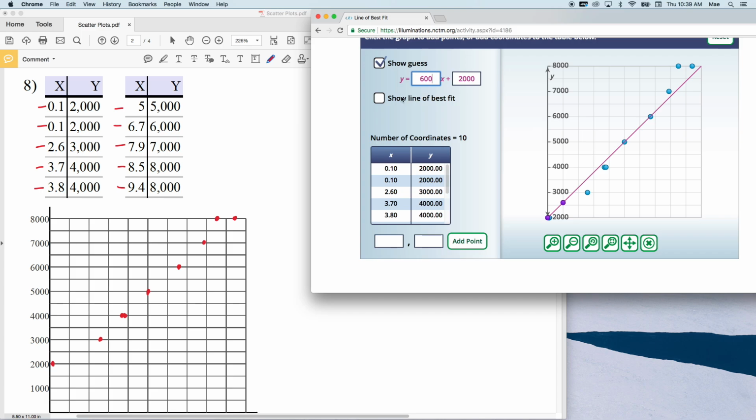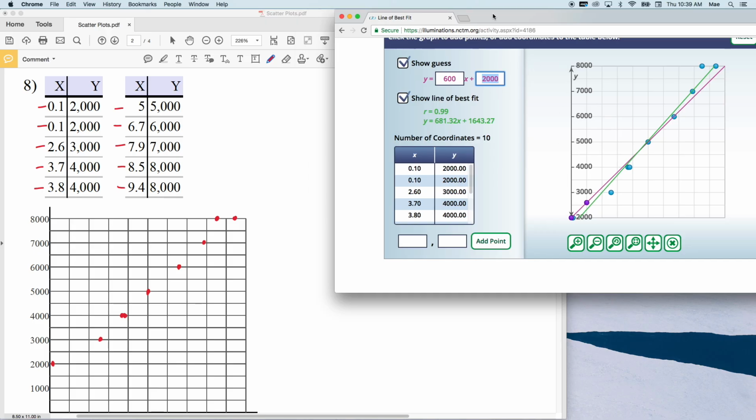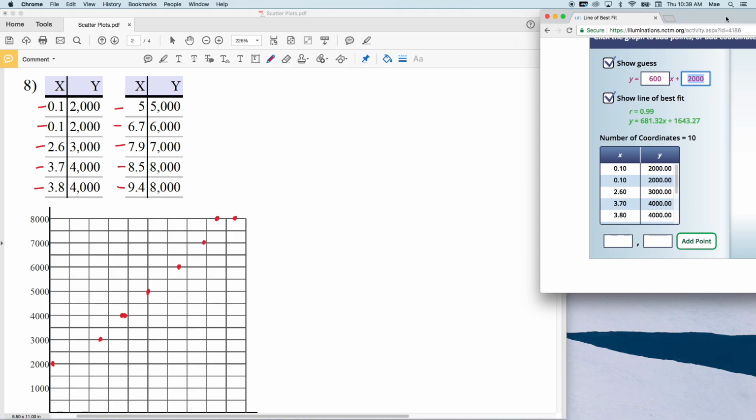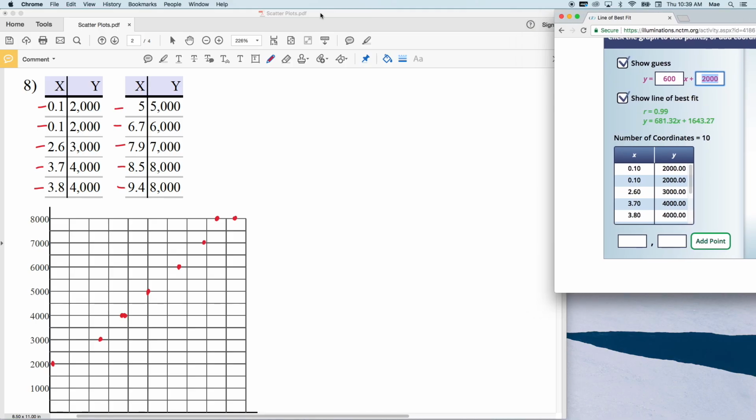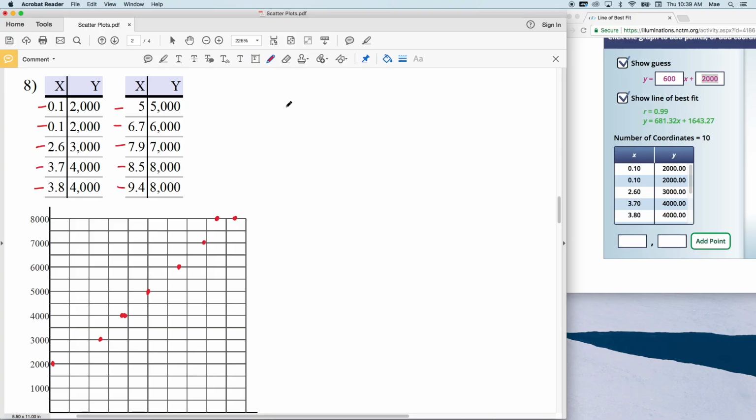Let's see how close we are to the real line of best fit. So when we click Show Line of Best Fit, we were only off by 81 for our guess in our slope and by less than 400 in our y, which when looking at the data dealing with thousands is fairly close. So I'll go ahead and write the real line of best fit. And if you want to, feel free to write our guess down as well. So we have y equal to 681.32x plus 1,643.27. That is our line of best fit in number 8.